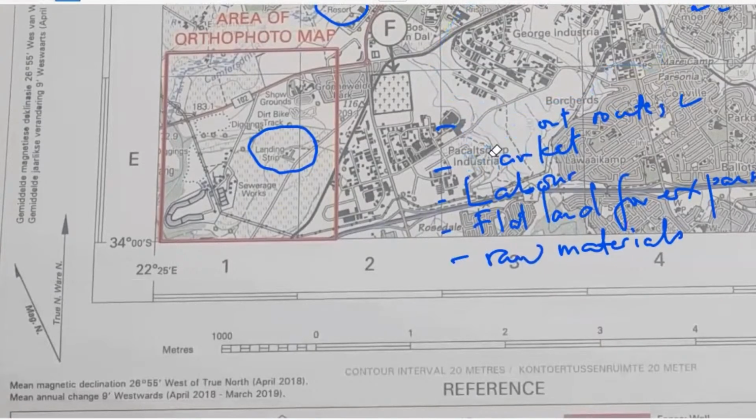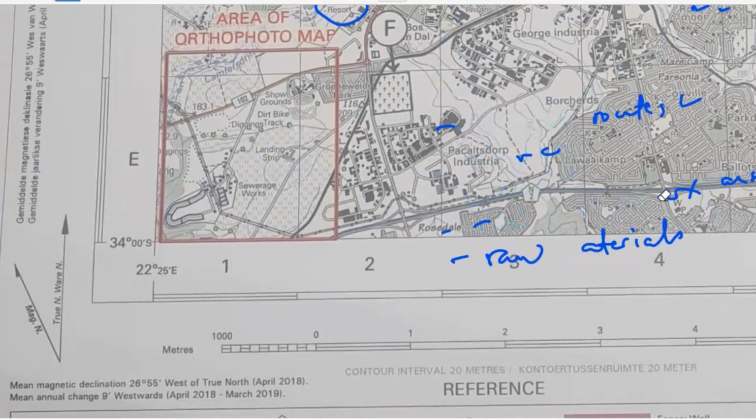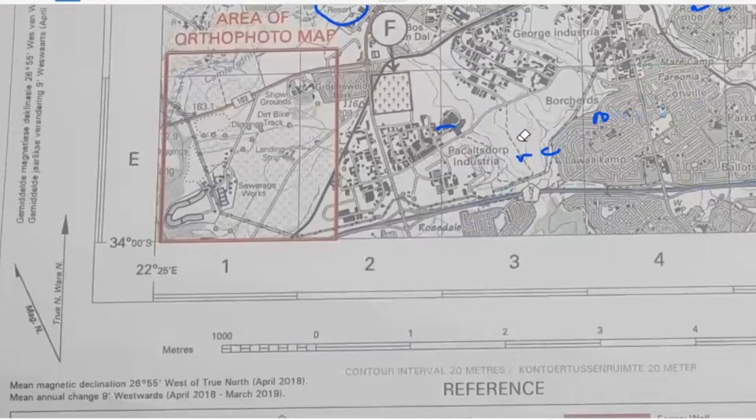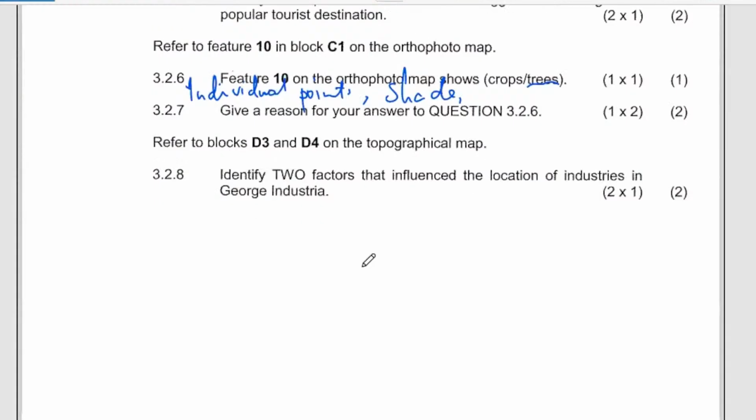The next question is saying, we are now going to the next question on GIS, which is question 3.3, our last part of the map skills. Right. On GIS, mainly the basic questions are with regards to concepts.